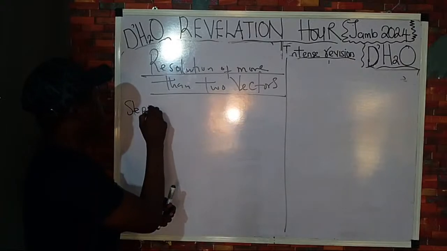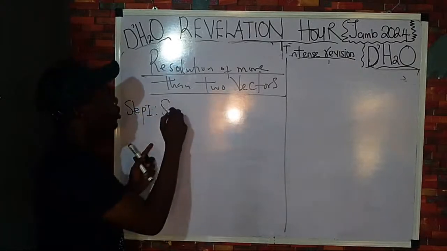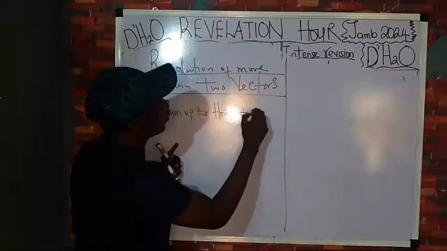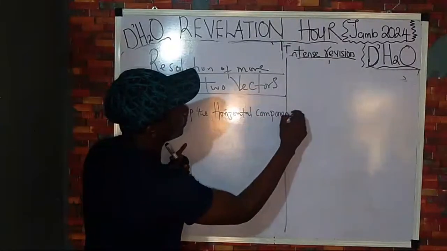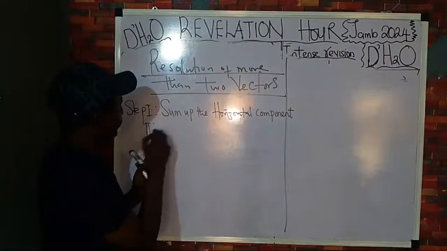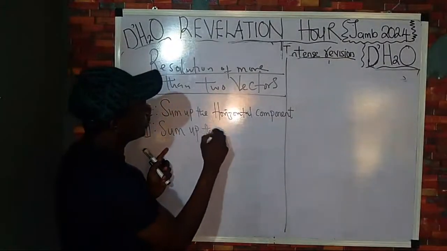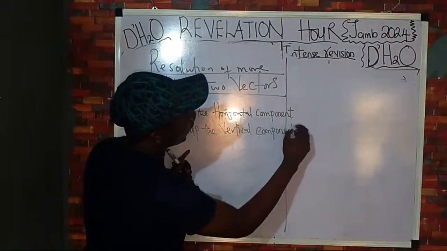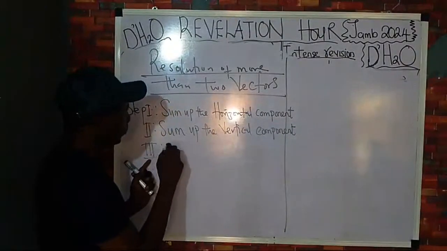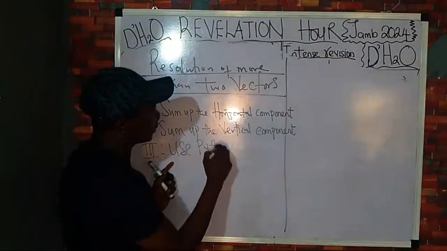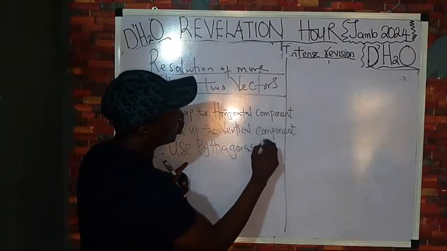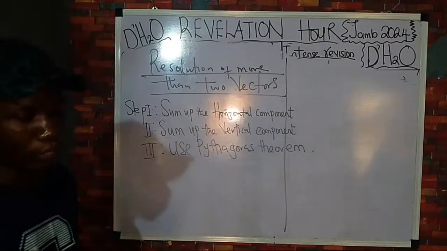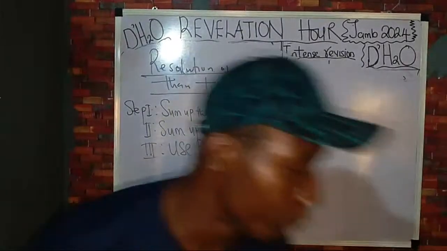Step 1: Sum up the horizontal component. Step 2: Sum up the vertical component. Step 3: Use Pythagoras theorem. That's the 3 steps. Or you write am down, make I give una one question. Make una see how to apply am.